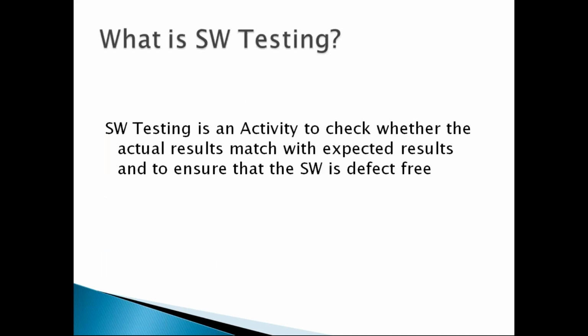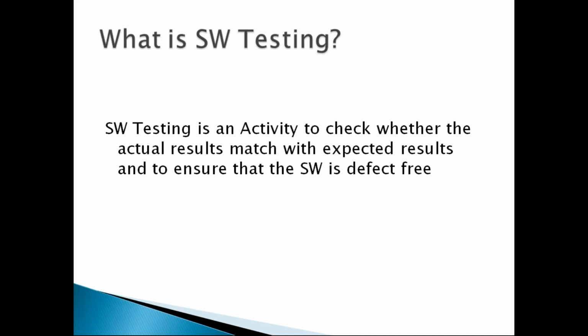Now, moving to the next topic, that is software testing. Software testing is an activity to check whether the actual results match the expected results or not, and to ensure the software system is defect-free. To do this, it involves the execution of software components. Software testing also helps to identify errors, gaps, or missing requirements in contrast to the actual requirements. It can be done either manually or using automation tools.